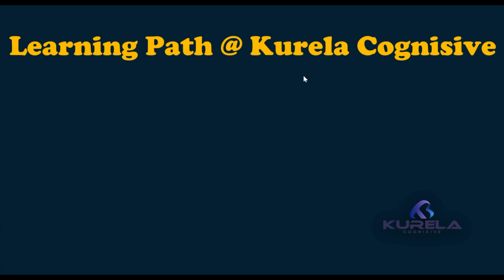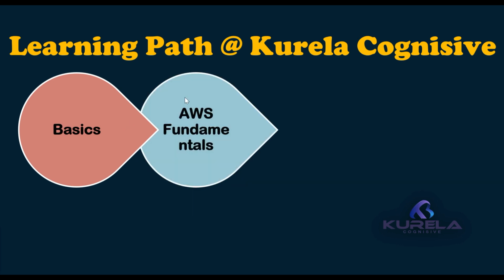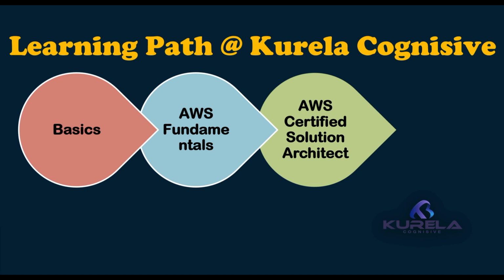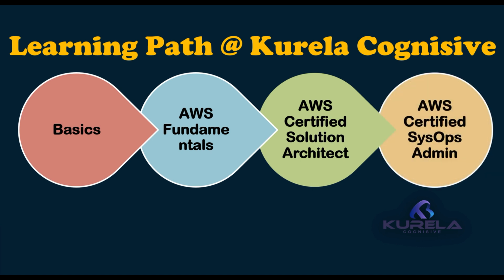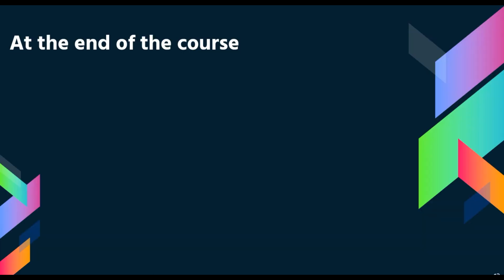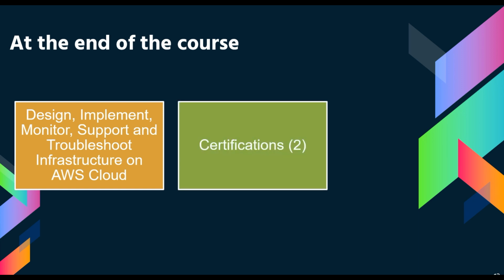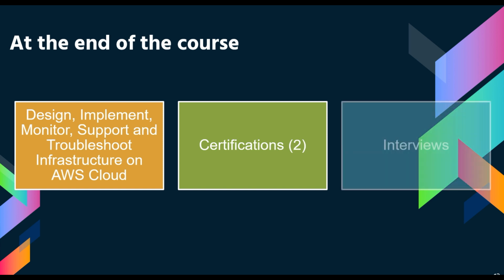This is the learning path at Kurela Cognoso Private Limited, where I'm going to teach you the basics, then the AWS fundamentals, then we'll be teaching you AWS Certified Solutions Architect and SysOps Administrator. Put together, it's going to be a 52-hour training program, of which 40 hours are instructor-led training and 12 hours are recorded video. At the end of the training, you should be able to design, implement, monitor, support, migrate, and troubleshoot infrastructure on AWS for any kind of application deployments. And you should also be able to complete two certifications, that is Certified Solutions Architect and SysOps Administrator from Amazon. And you should also be able to clear the interviews successfully.